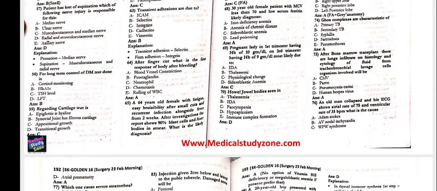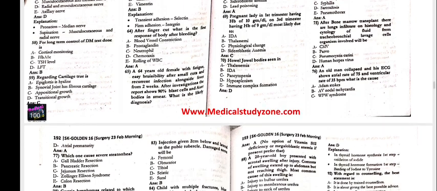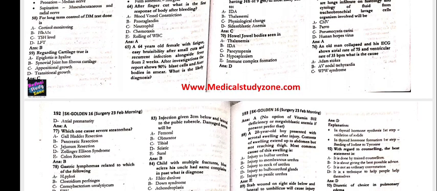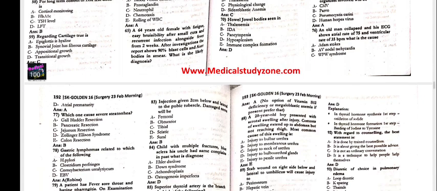74. The Ghon complex is characteristic of the primary TB. 75. After bone marrow transplant, there are lung infiltrates on histology and the cytology of the fluid from the tracheobronchial lavage cells. Organism involved will be the cytomegalovirus. 76. An old man collapsed and his ECG shows atrial rate of 75 and ventricular rate of 35. What is the cause? That is Adams-Stokes.